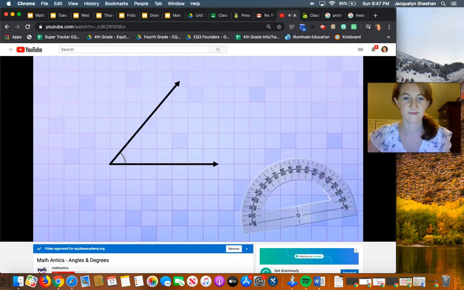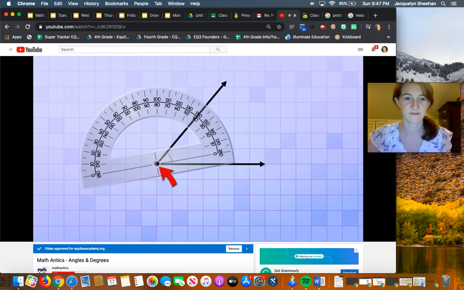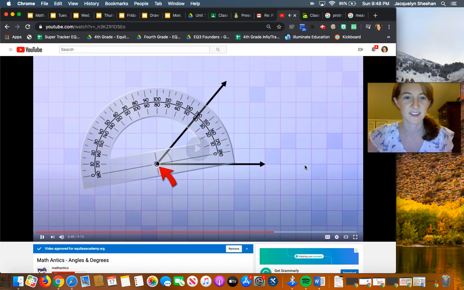So if you're given a mystery angle, like this one, and you want to measure how many degrees it is, you just put your protractor on top of it so that the axis point lines up with the intersection of your rays, like this.